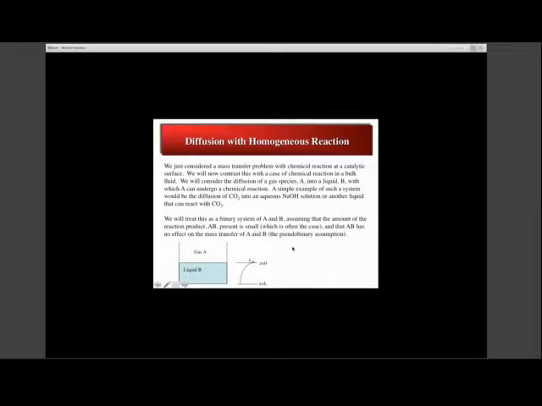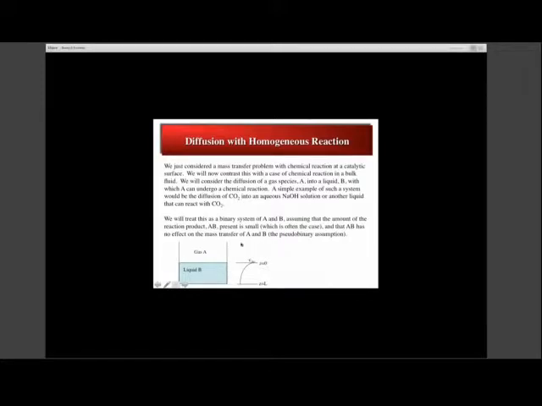And so we will treat this as a binary system and assume that the reaction product is present in small amounts, and therefore that the presence of this reaction product has no effect on the mass transfer of A and B. This is a so-called pseudo-binary assumption. Later on, when we develop more general laws of mass transfer, I'm going to show you how to justify this assumption, under what conditions it will be valid, and how to test its validity. But this is a very common assumption, that the presence of this reaction product does not significantly change the mass transfer characteristics of A and B.